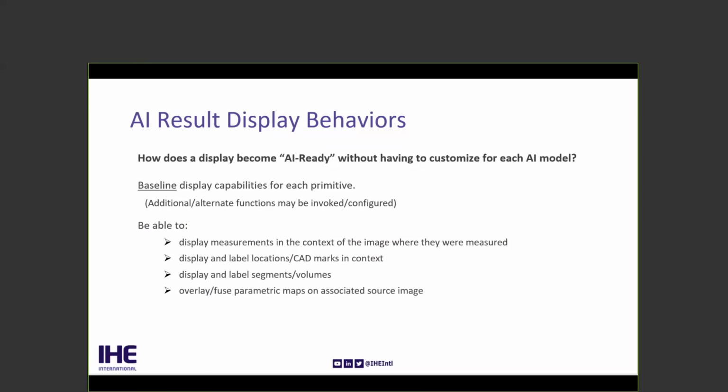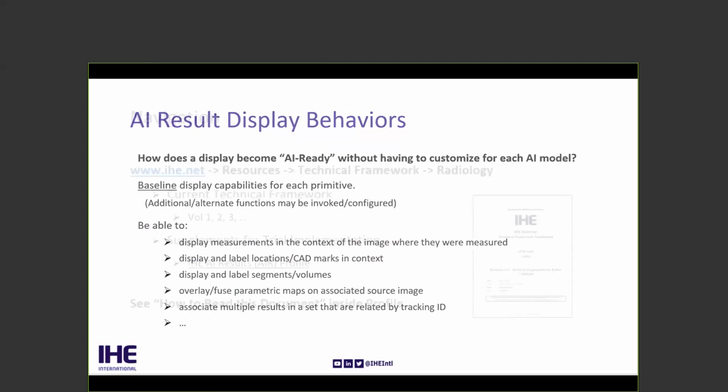For the saliency maps, you have to be able to do fusion to fuse those onto an underlying image. A heat map floating in space really doesn't communicate much to the radiologist. If you fuse it onto the chest x-ray, okay, now they can see the correlation between the anatomy and the image itself and what's being highlighted. Associating multiple results by the tracking ID, so that the displays have to be aware of the tracking IDs and be able to navigate those, etc. And so there's more than will fit on a slide, but that gives you a bit of a feeling of what the requirements look like.